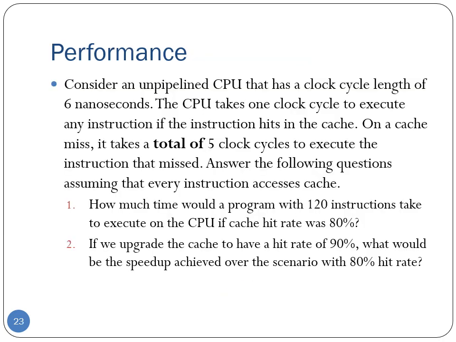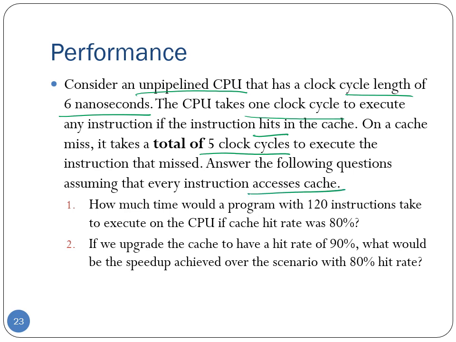The last question here is about performance. We are given an unpipelined CPU which has a cycle length of 6 nanoseconds. This processor takes exactly 1 clock cycle to execute every instruction if the instruction hits in the cache. However, if the instruction misses the cache, then it takes 5 clock cycles to execute this instruction. For this problem, we are going to assume that every instruction accesses the cache.